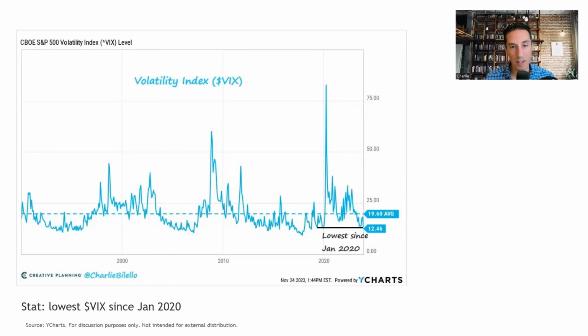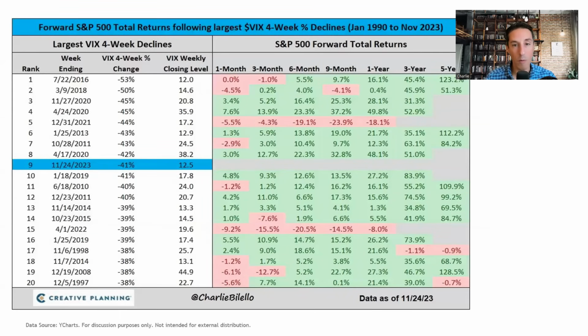And the last 4 weeks, what a stunning shift that we've seen. A 41% decline in this volatility index. Very rare to see that. This was actually the 9th biggest 4-week decline that we've seen for the VIX in history. The VIX dates back to 1990.